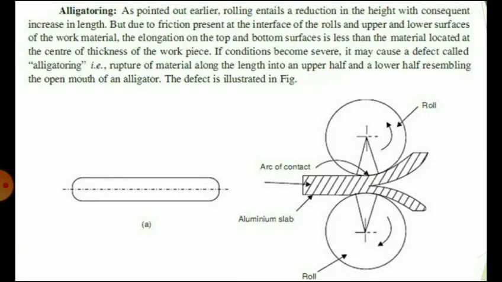to friction present at the interface of the rolls and upper and lower surfaces of the work material, the elongation on the top and bottom surfaces is less than the material located at the center of thickness of the workpiece. So if conditions become severe, it may cause a defect called alligatoring, that is, rupture of material along the length into an upper half and a lower half, resembling the open mouth of an alligator. So this defect is shown in the diagram.